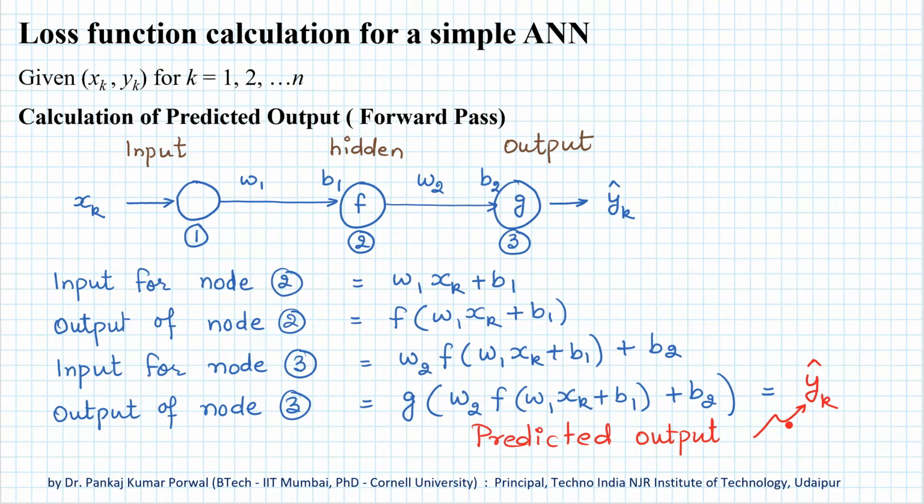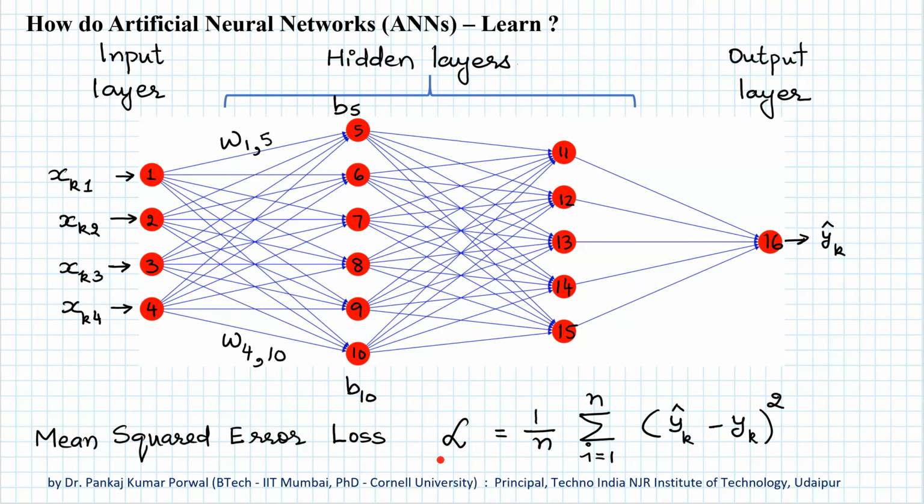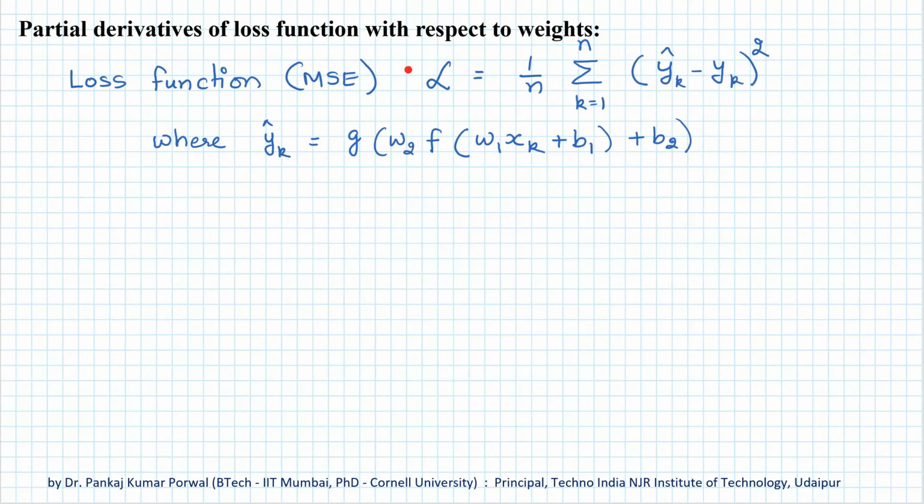Now, once we know the predicted output for a given input, we can easily calculate the loss function, because the actual or expected output is known as part of the training data set. To calculate the loss function, I will use the mean squared error loss function, which is given as 1 upon n times the sum over all the training data set of yk hat minus yk, squared. So this will be our loss function, and our predicted output is this expression.